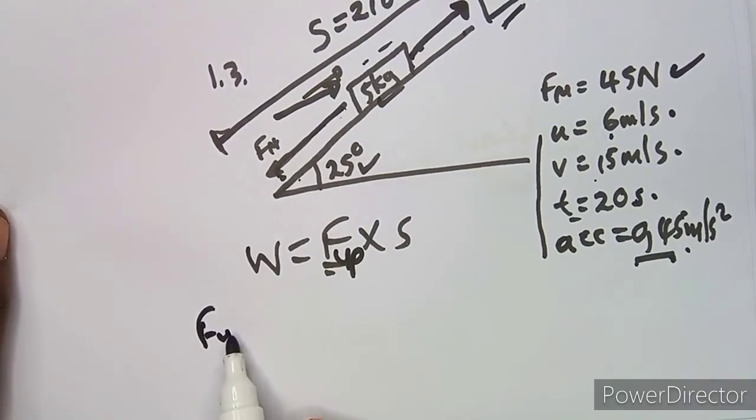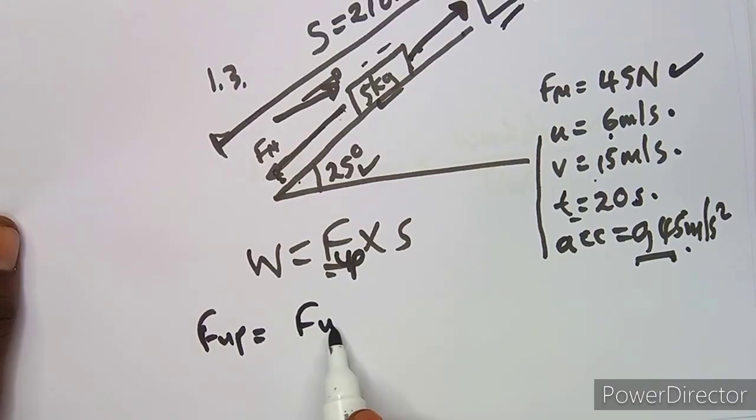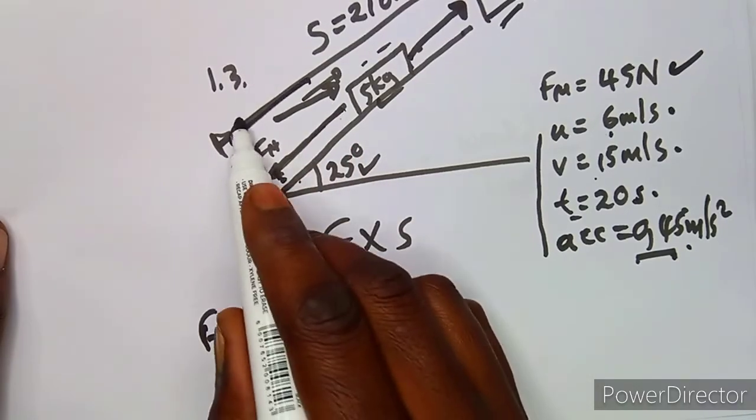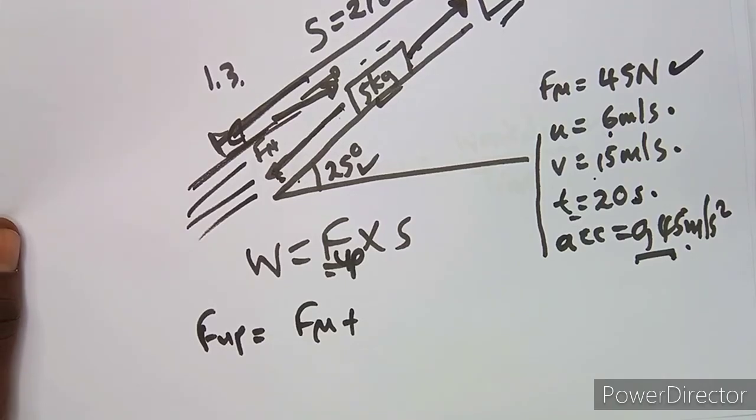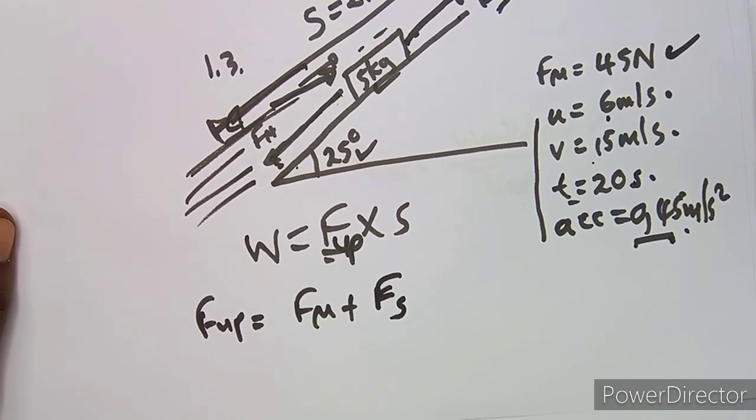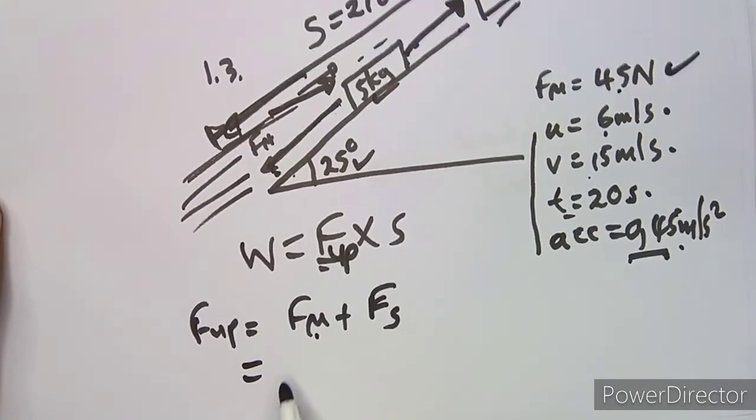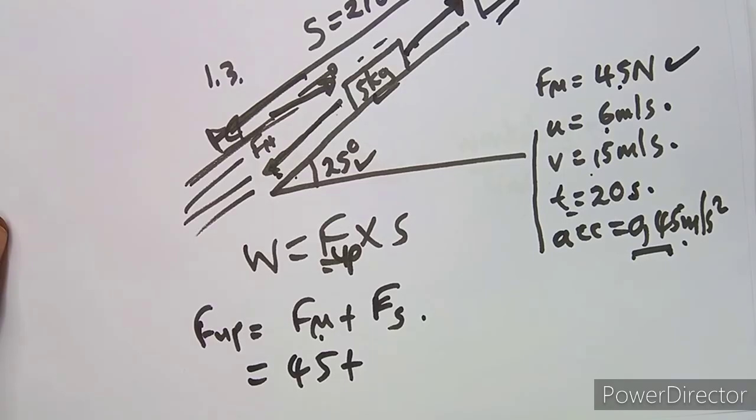All right, so our F up is going to be the frictional force plus the one that is in the parallel, because these two are the ones which are opposing in the parallel. So that's why we are going to add the parallel component in terms of force. Okay, so what was the parallel component? The frictional force is there. It's 45 plus the parallel component Fs, which we obtained here.